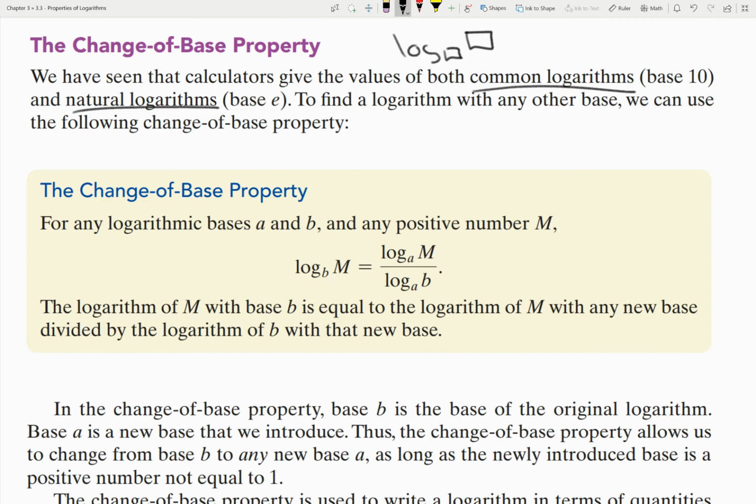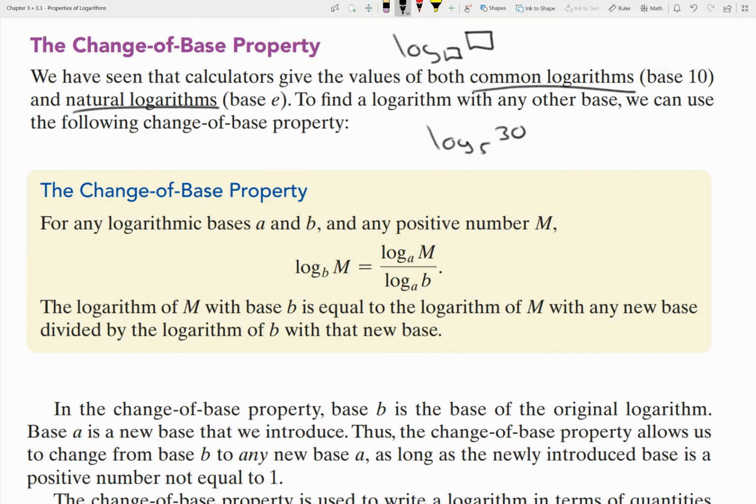Okay. So if you have something like the log base 5 of 30, I can't do that in my head. I know it's a little bit more than 2, but I don't know exactly. You're going to need a way to do this. And that's the change of base property.